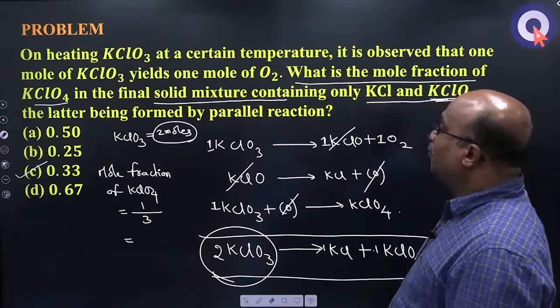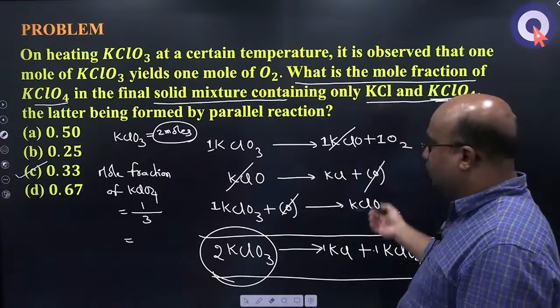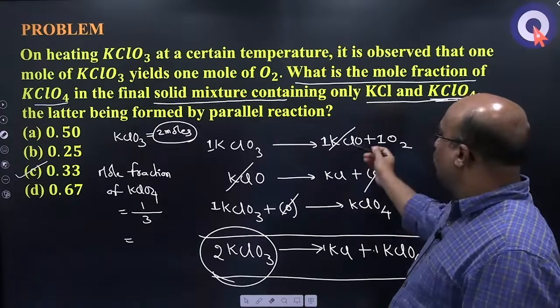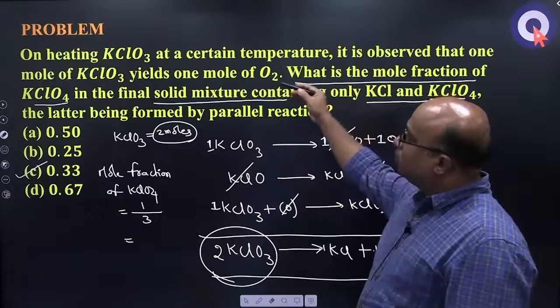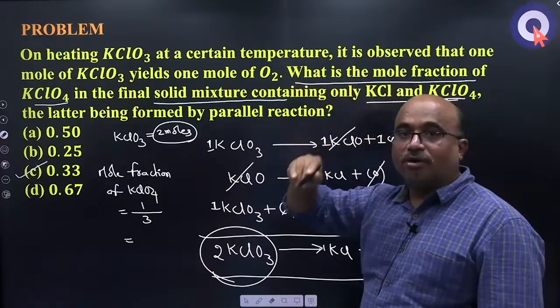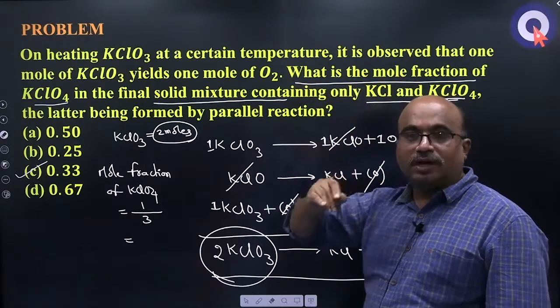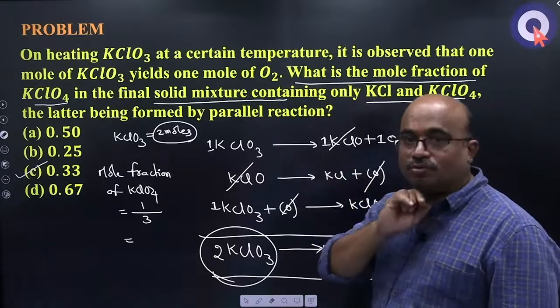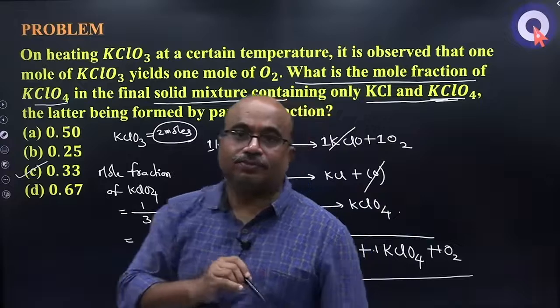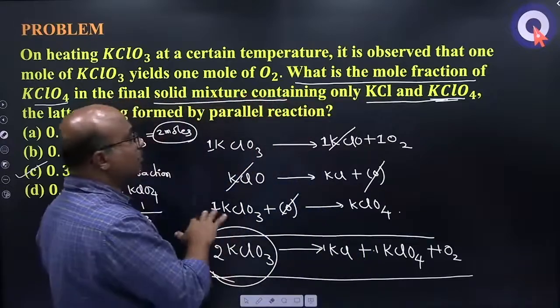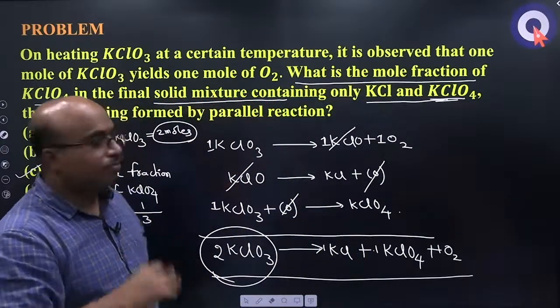So KClO4 is forming in the parallel reactions because of the KClO which is giving it, because we are writing this equation as per the given condition that 1 mole of KClO3 is giving 1 mole of O2, so it might be KClO plus O2. Okay. Otherwise the general reaction is KCl plus O2.